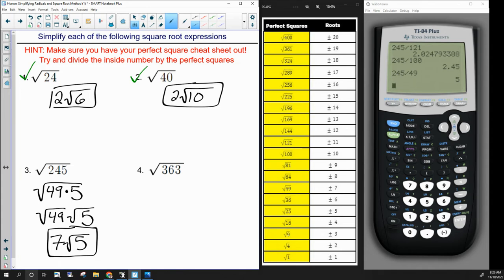Our number is 363. A little cheat code here is to divide by 2. This just helps us so we don't have to check as many numbers. What is 363 divided by 2? Slam it in the calculator. It doesn't have to be perfect. 363 divided by 2 is about what? What is it? 181.5. We're going to write 181.